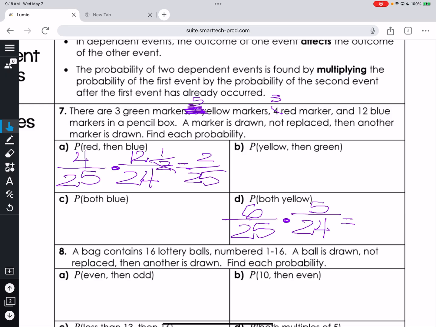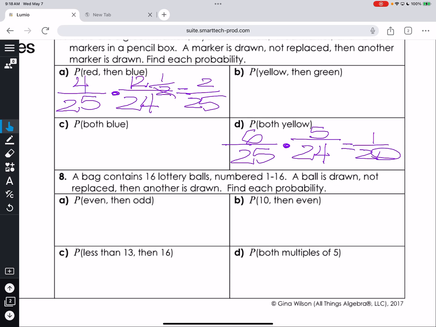Is this clicking? Making sense? Keep up with what the first one looks like and how it affects the second. The ones we skipped over, are those homework? No. All right, number 8.